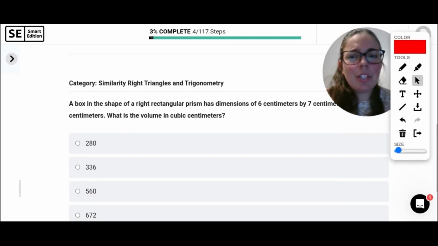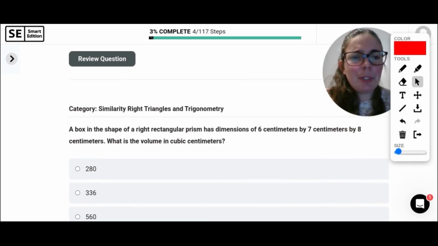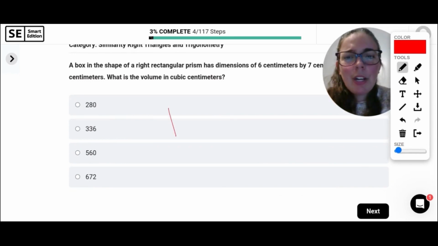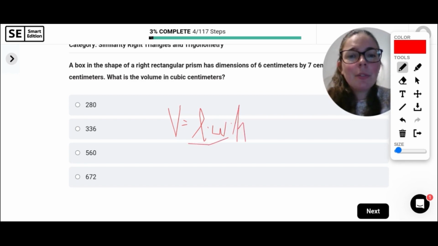All right, a box in the shape of a right rectangular prism has dimensions of 6 centimeters by 7 centimeters by 8 centimeters. What is the volume? So the volume of a prism, a right rectangular prism specifically, is length times width times height. You might remember we talked about the volume of a prism before, and we did area of the base times height. That's the exact same formula here. The area of our rectangular base would just be the length times the width.